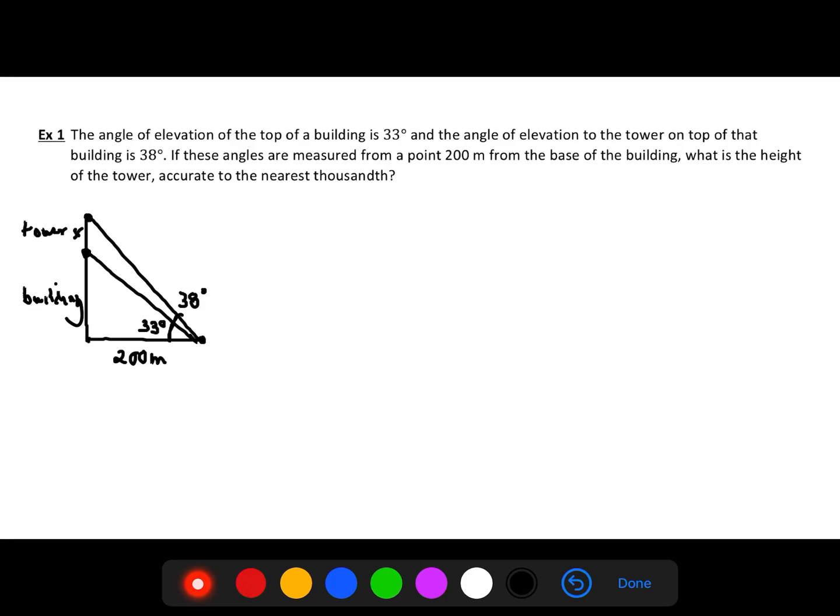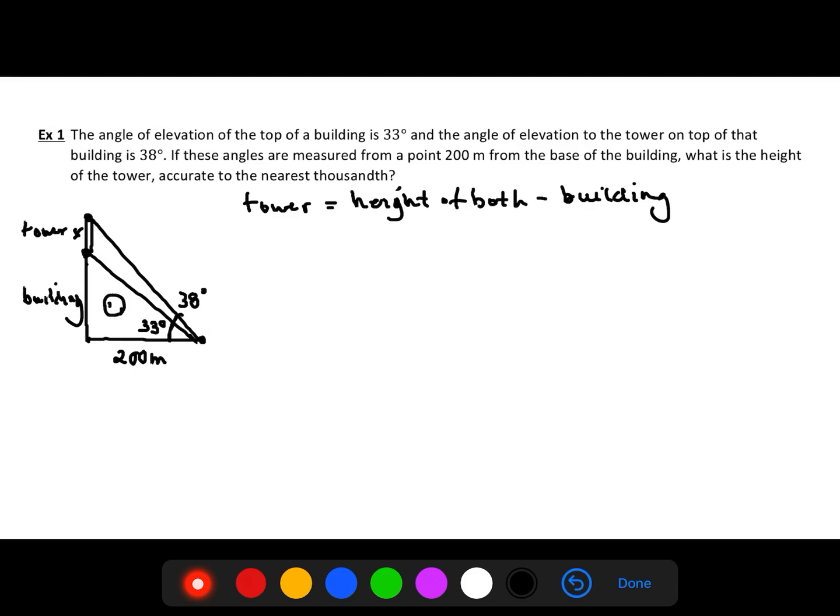Well, if we want to know just the height of the tower, so X is just this little length in here, first of all, we have to find the height of the building, and we also have to find the height of the entire thing. So what we've got to figure out is that the height of the tower is the height of both minus the height of the building.